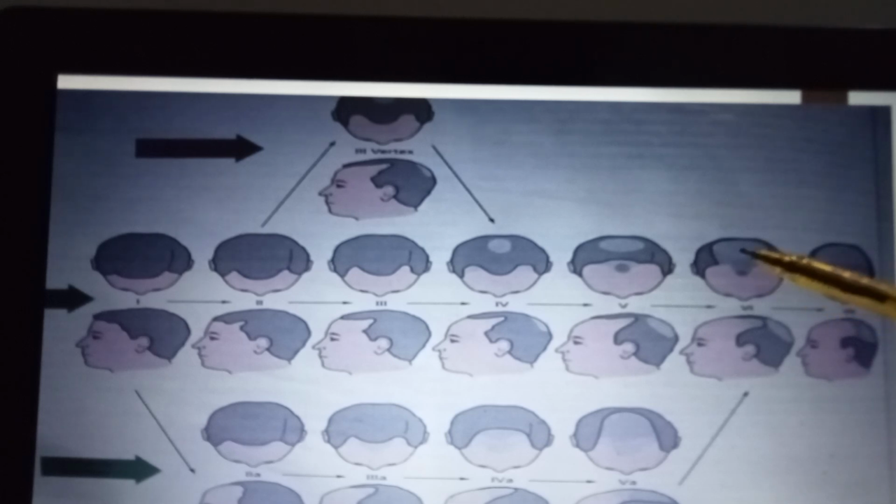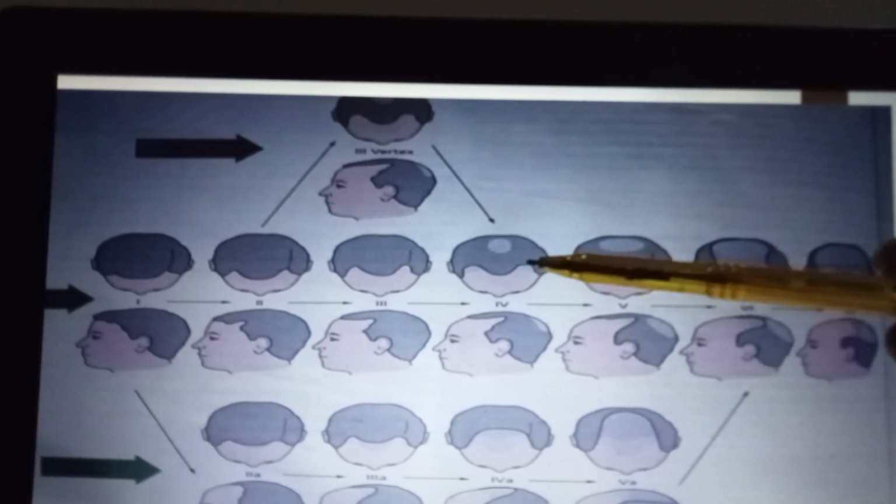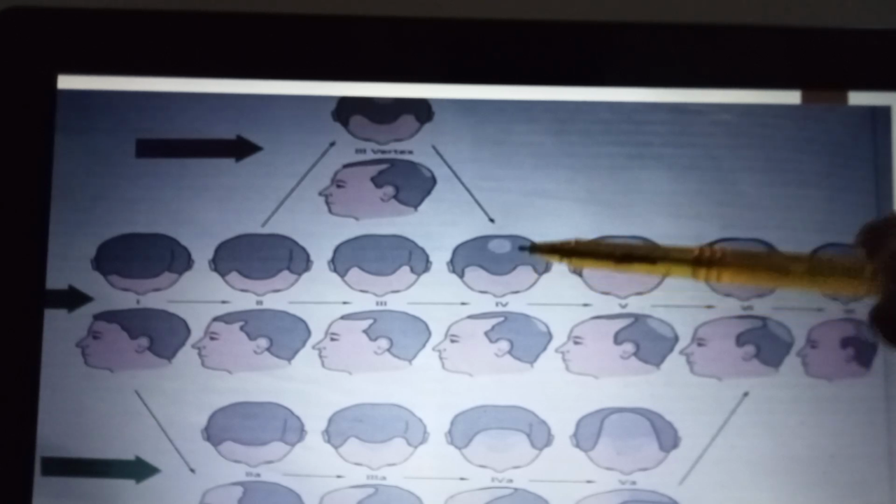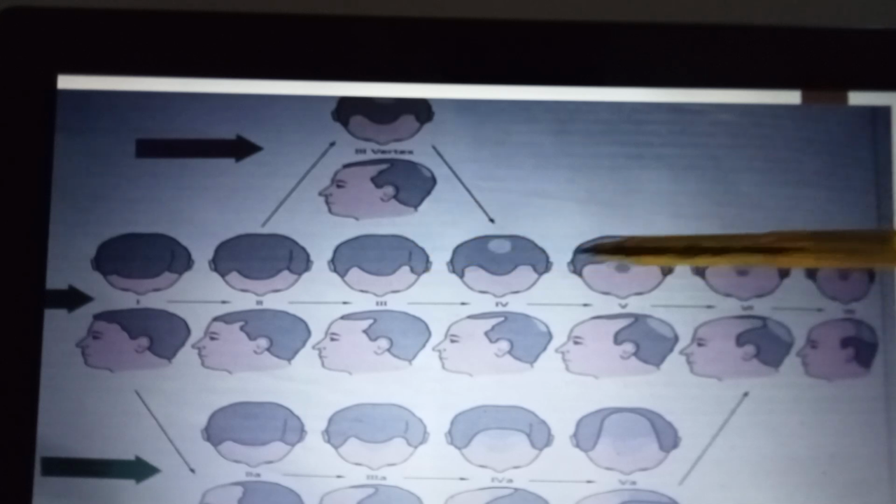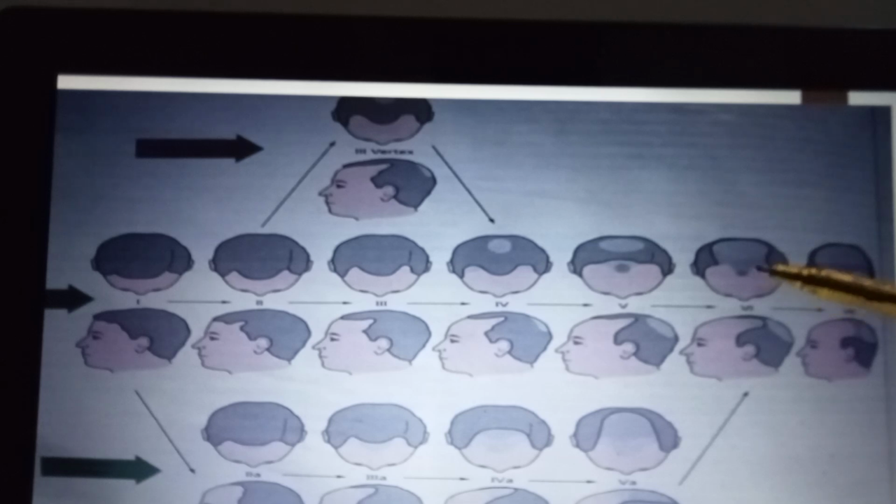You can see there is complete baldness. The frontal vertex area is completely lost. There is no swath of hair, as you have seen previously in this picture. There is a swath of hair. In grade 3 there is a swath of hair, but in grade 6 the swath of hair is completely lost, and it is horseshoe shaped in structure. So you can say that within grade 6 system of classification there is complete loss of hair.